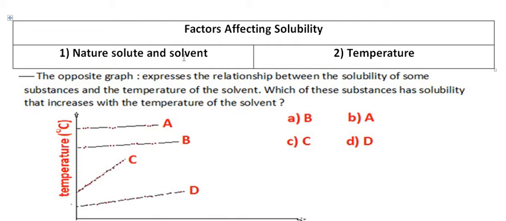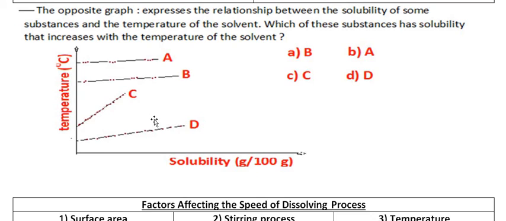Nature of solute and solvent is an important factor that determines the solubility of the solute. Also the temperature. At higher temperature, the solution of the solid occurs more. So there is a direct relationship between the amount of the solute that dissolves in the solvent and the temperature. As the temperature increases, the amount of solute that dissolves increases.